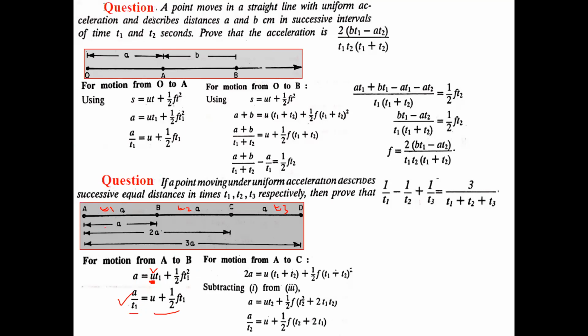Again as I have explained in the previous question, we have to keep the initial point common, so we will take A to C. For A to C the distance will be A plus A, it will be 2A.